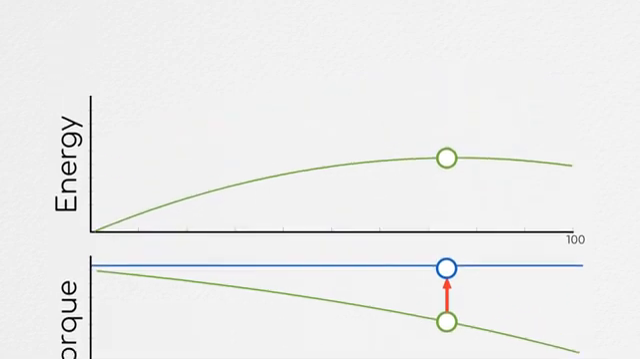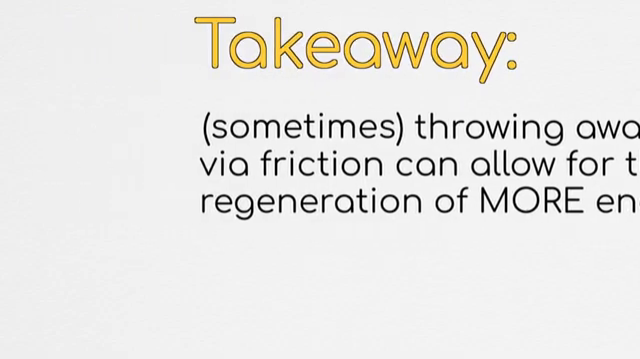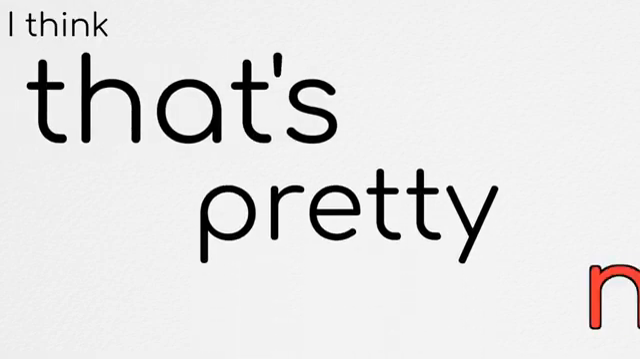The seemingly paradoxical takeaway is that in some circumstances, essentially throwing some of your kinetic energy away via friction can actually allow you to recapture more energy than you would be able to do otherwise. And this isn't just true for cars. For any system which has regenerative braking, having a mechanical system in parallel which can dissipate some of the kinetic energy and supplement the motor's braking allows the motor to harvest more energy from the world around it. And I think that's pretty neat.